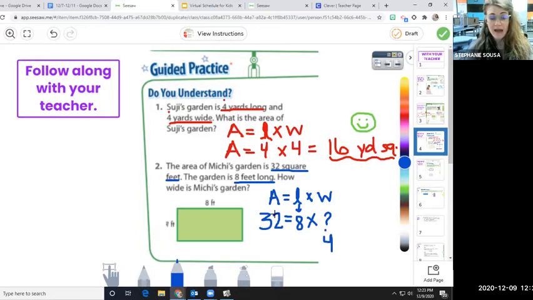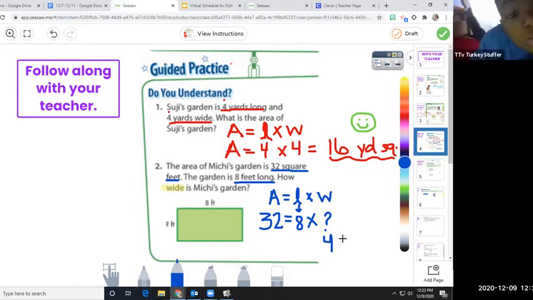Now, I do not need squared in my answer because the question is not about area. The question is about, oh, oops, that's the wrong thing. There we go. The question is about width. How wide is Michi's garden? I can't leave it as 4 because then I'm going to think you're showing me 4 purple unicorns flying through space. And you're not. But it's for what, Terrence? How wide is Michi's garden? For what?